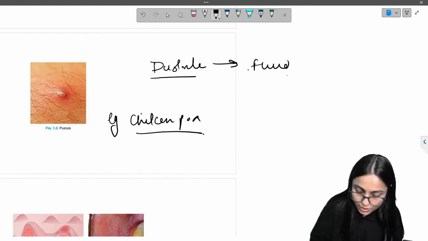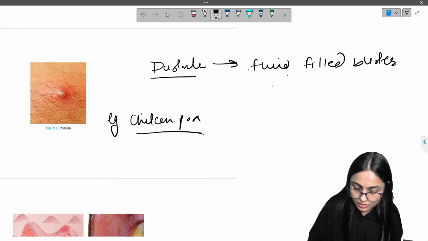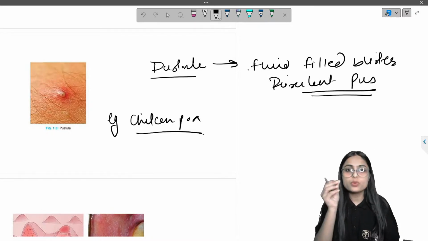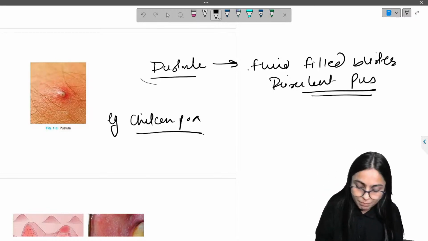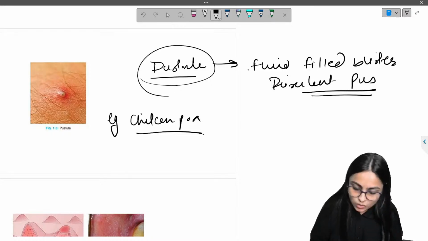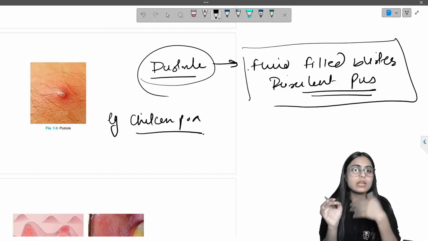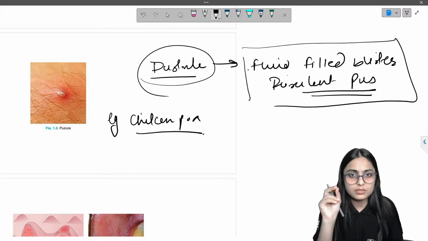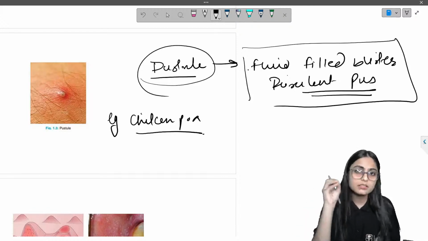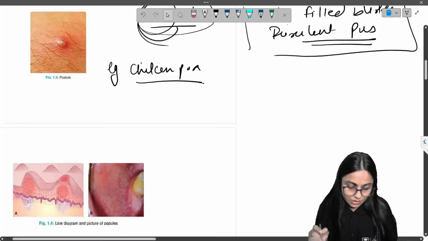Okay, fluid filled blister with a purulent pus. So this clear fluid gets converted into this pus in chicken pox, so that becomes a pustule. Just the difference of fluid in the pustule and the vesicle. A fluid filled blister with the purulent pus is a pustule. The name itself suggests pus. Okay, this is our third lesion.